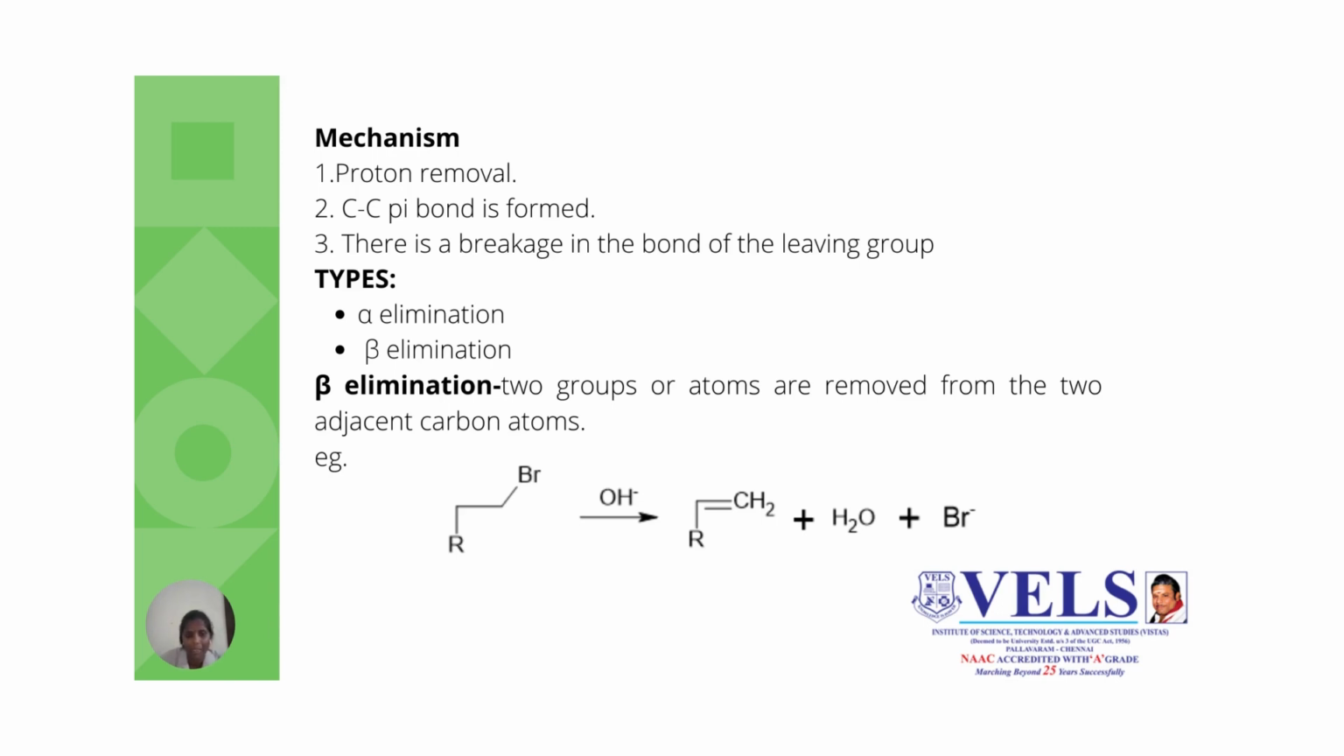What happens here? The first step is the removal of protons. The protons present in the CH2 group react with the OH minus ion and are removed as H2O. The second step is the formation of a pi bond. The third step is the breakage of the bond to the leaving group, which is removed as a Br minus ion.